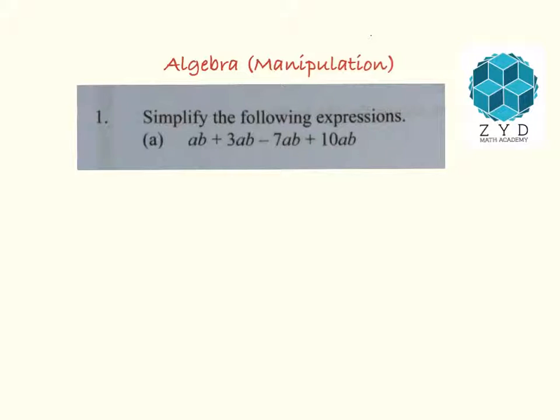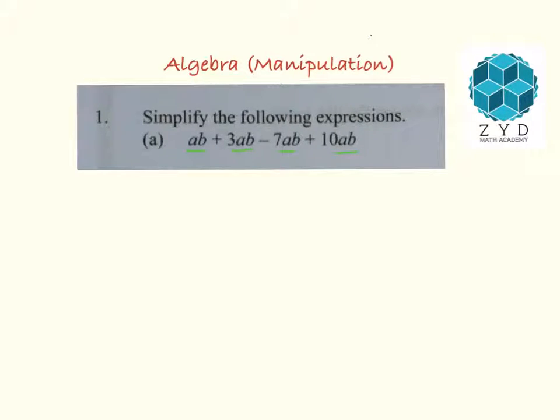So we have an example here that goes by AB plus 3AB minus 7AB plus 10AB. Before we simplify this expression, we must understand and make an observation. Here we have four families of AB, and all are AB. So there is no problem with us combining all these four terms.